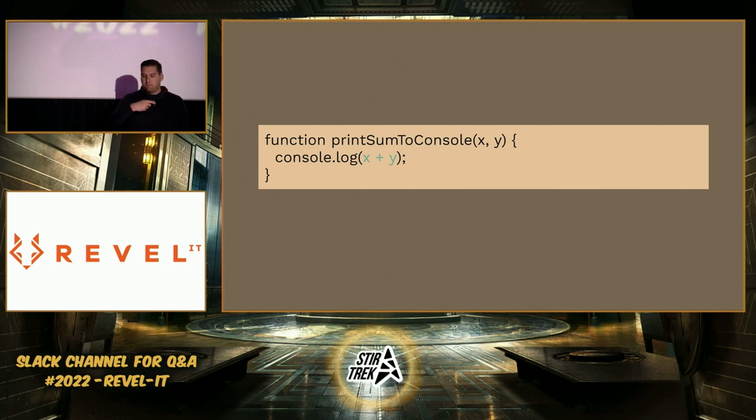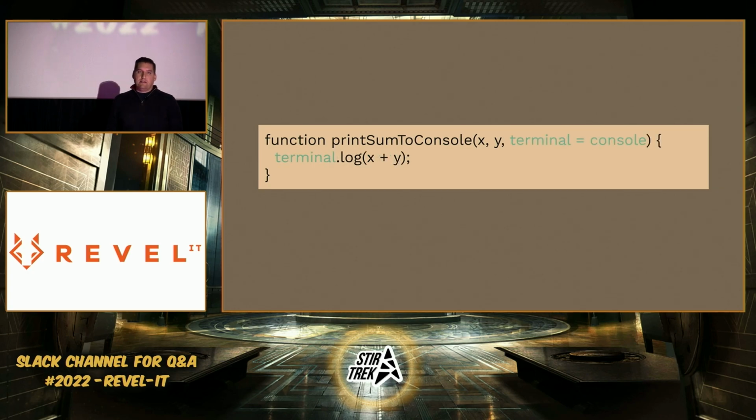So we modify that function, and we call it print sum to console, because we want to see the result of that operation. So we're still doing that x plus y thing, but now we're just printing that to the terminal instead of returning it from the function. Seems reasonable, right? Now our program does something. We can actually see what it does. Great.